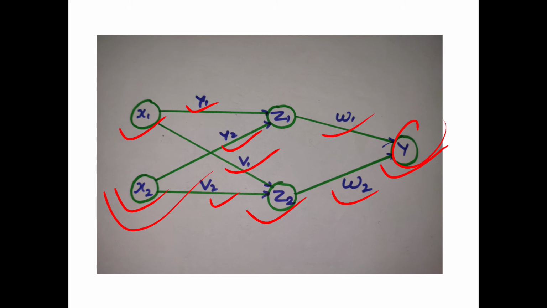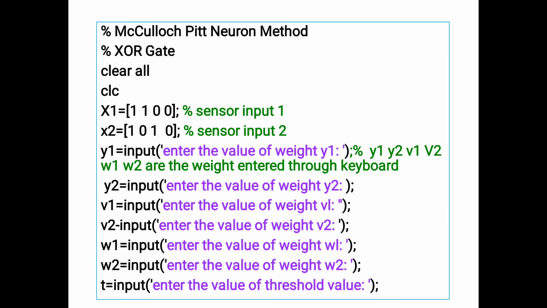Now I am going to design the McCulloch-Pitts model for the XOR gate in the MATLAB software. Our program starts with clear all, clc, and here x1 and x2 are the input values given to the proximity sensor, or we can say this is the input for the XOR gate. Here y1, y2, v1, v2, w1 and w2 are the weights which are entered through the keyboard, and these values will be entered by the user.